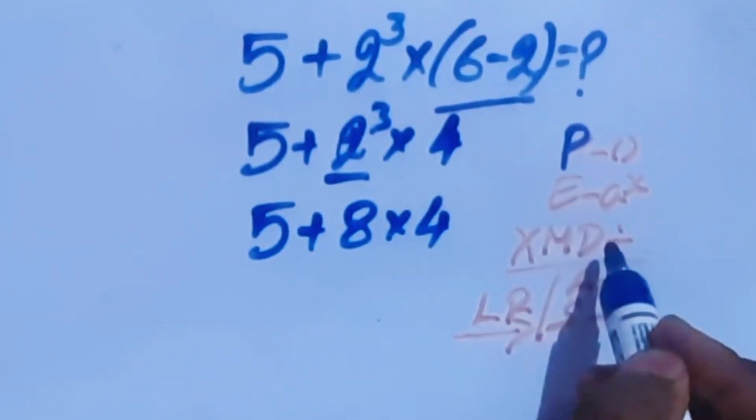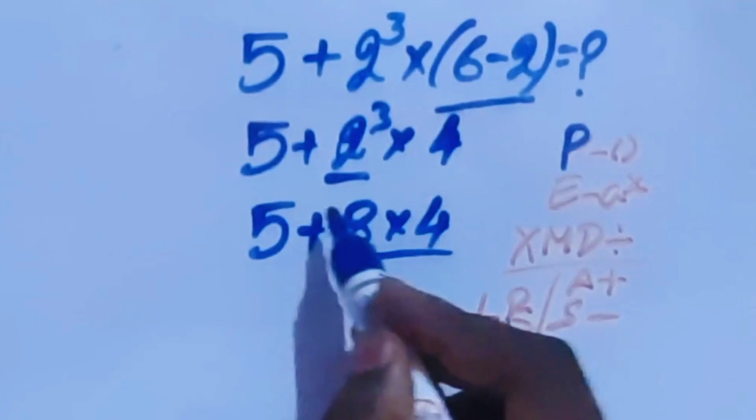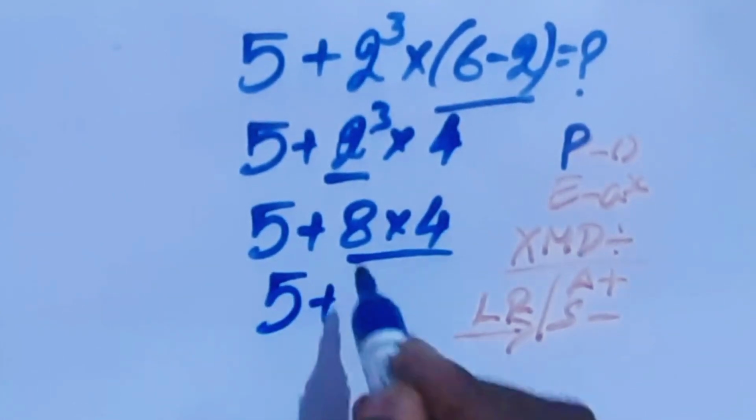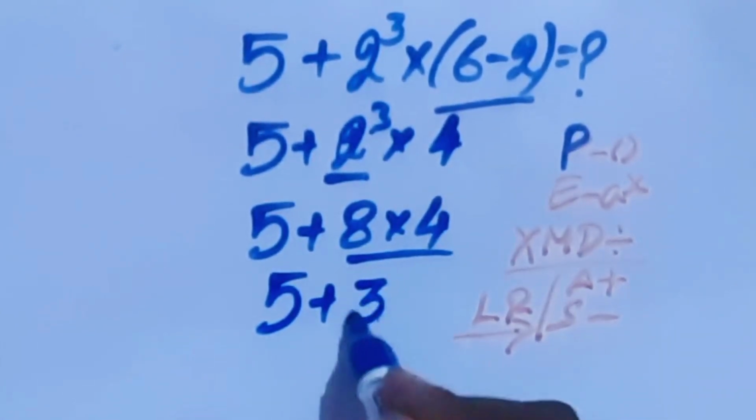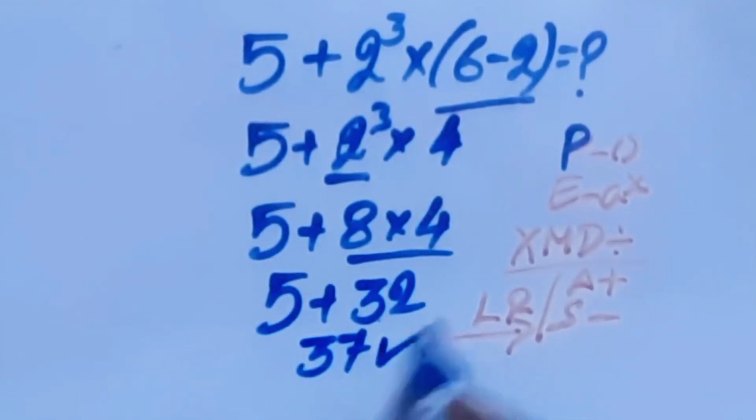Here the next priority is multiplication and division. Here we have multiplication, so we have to do this multiplication before the addition. Here, 5 plus 8 times 4 is 32. Here, 5 plus 32 is 37, which is the correct answer.